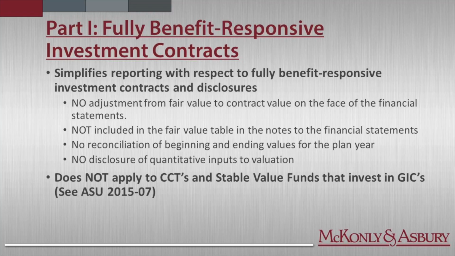And I think one of the ones that I find most beneficial is that no longer are there requirements to disclose the quantitative inputs to the valuation. This information sometimes was kind of hard to get from whoever was providing the contract, and it required quite a bit of digging sometimes from whoever was responsible for that. So I think that will really be helpful as well. And just to be clear, this does not apply to CCTs and stable value funds. This is only for direct investments in insurance contracts that the plan has. So if you have CCTs or stable value funds, they would more fall under the previous ASU that I discussed.